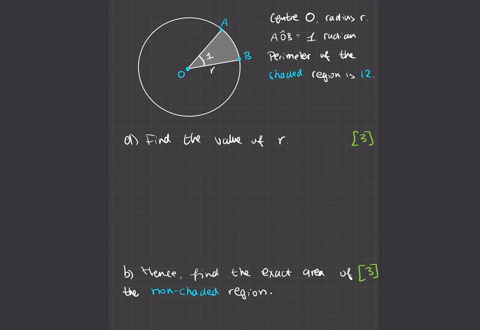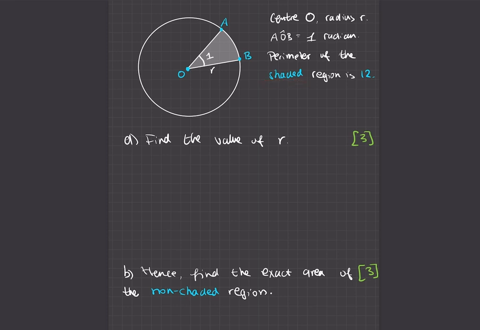Today we're looking at this 6-mark maths question about circle measures. So we're going to be looking at radians, areas of sectors, perimeters, things like that. It gives us this circle, center O, radius R, and this angle OAB is 1 radian. Also we've got these points A and B on the circumference, and it tells us the perimeter of the shaded region is 12.